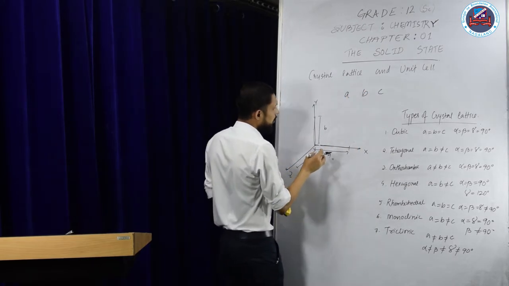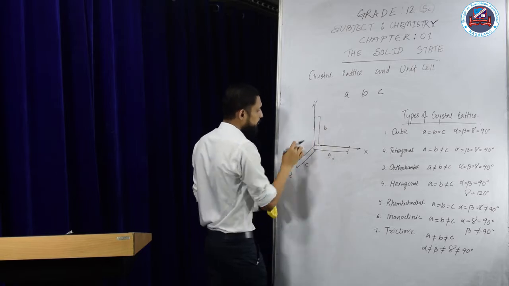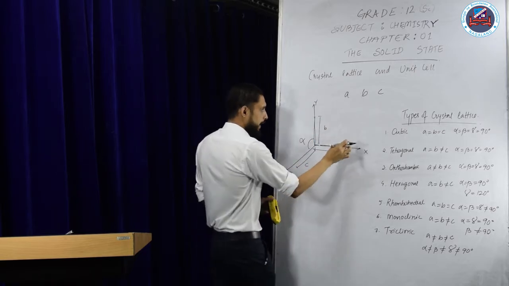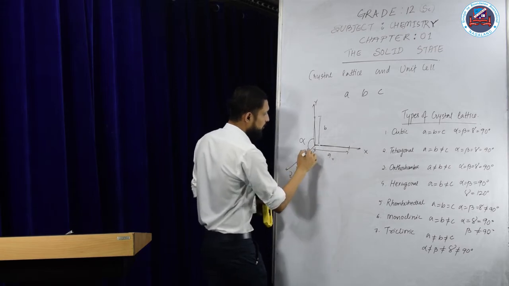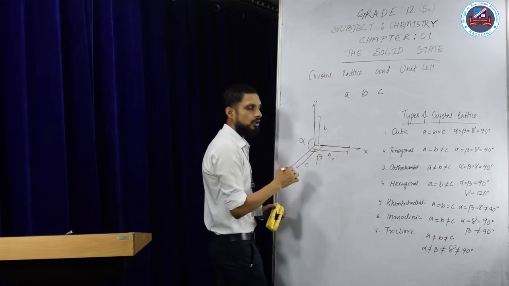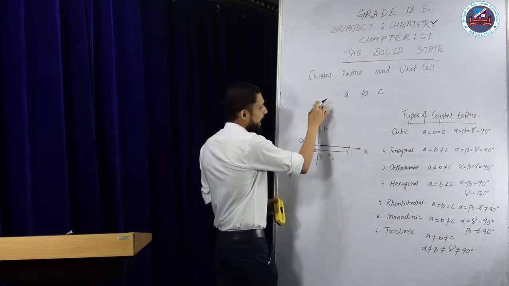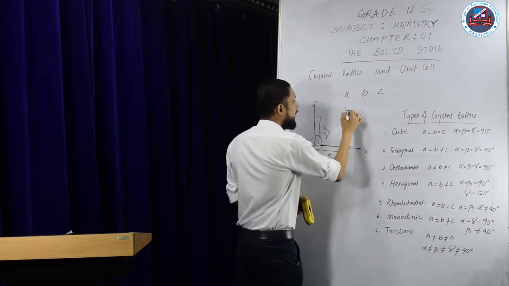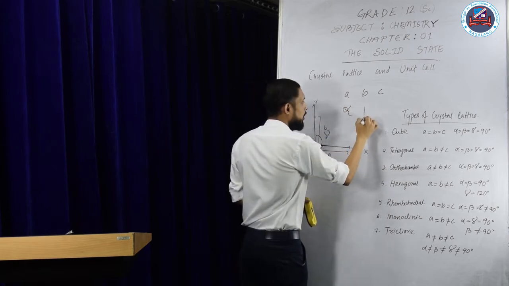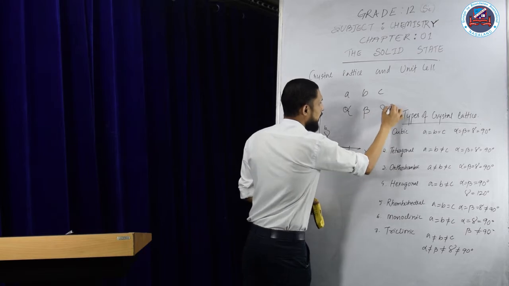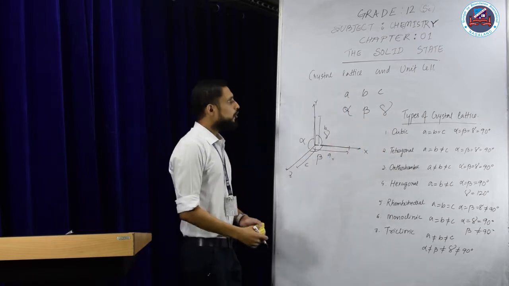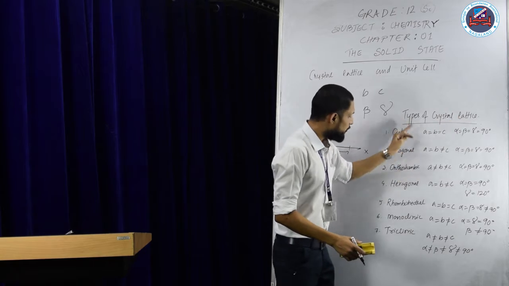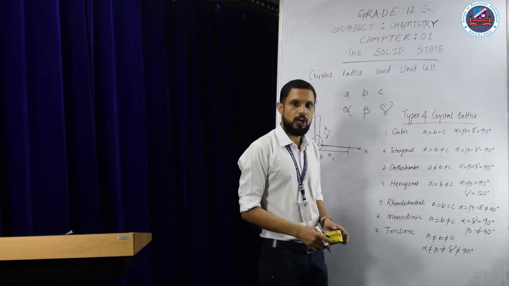The angle between y and z is alpha. X and z, beta. X and y, gamma. So these are angle parameters, that is alpha, beta and gamma. So based on these parameters, crystal lattices are further classified into 7 types.